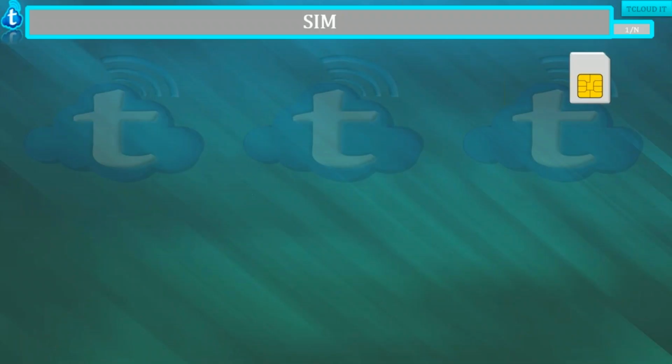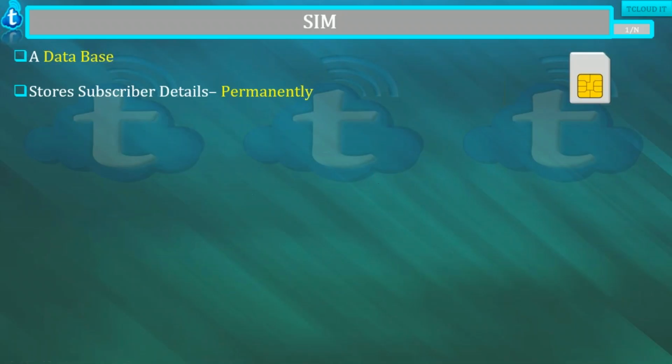So what is this SIM card and what does it do and what kind of information does it hold? A SIM card typically is a database. We never were aware that it is a database. Basically, it is like a memory chip, just like a pen drive. How can your pen drive store some information? Similarly, your SIM card also is a small memory chip which can store some information. Whatever information this SIM card stores, it stores it permanently.